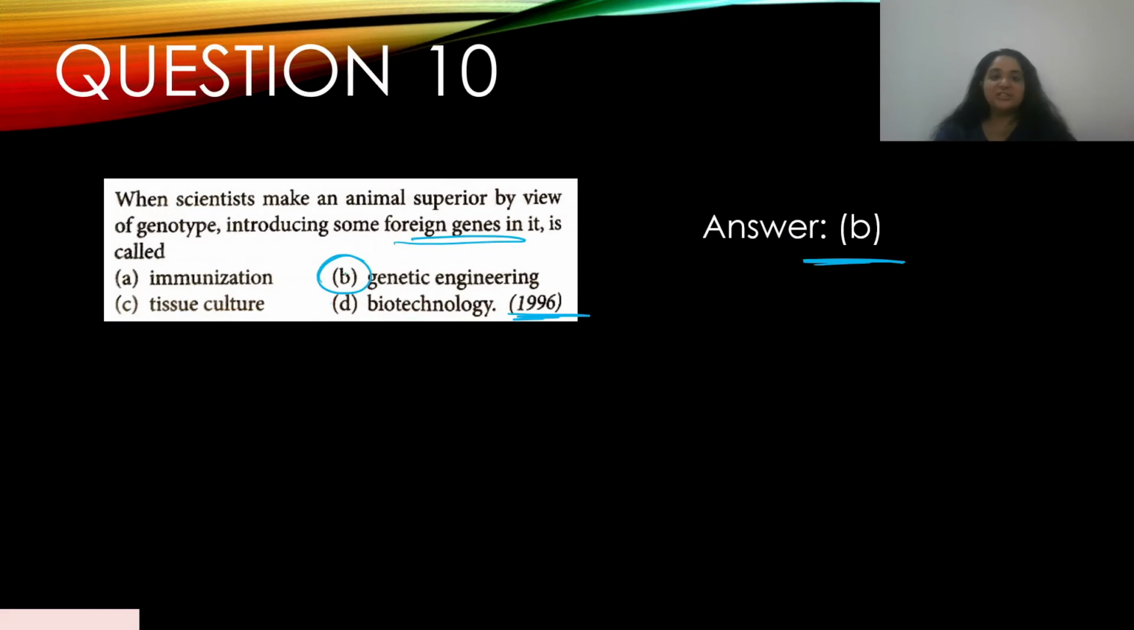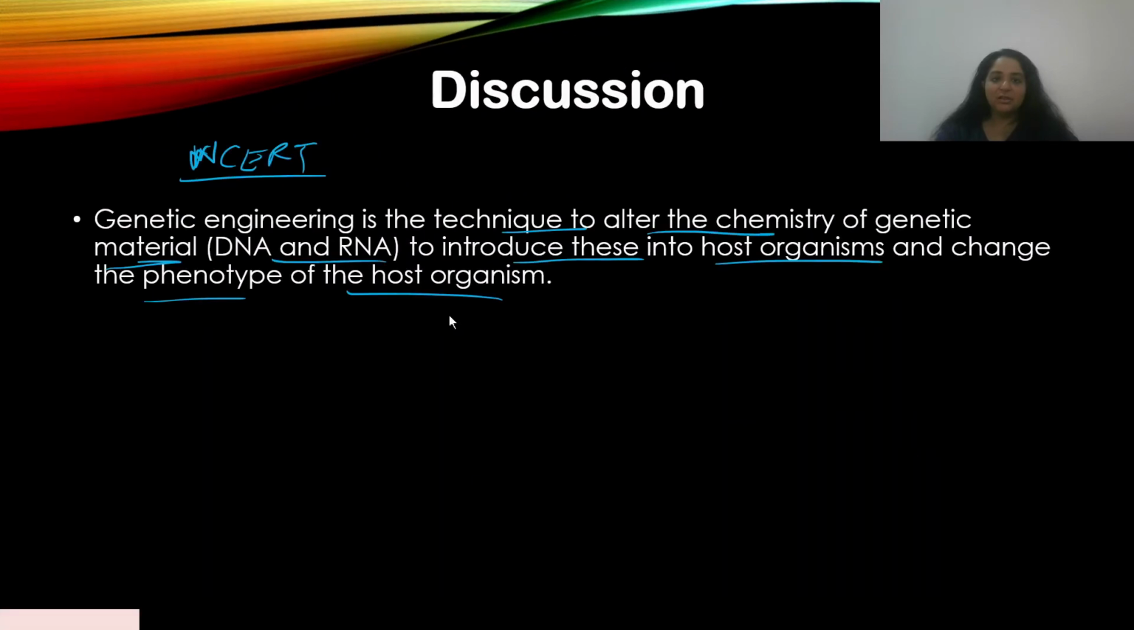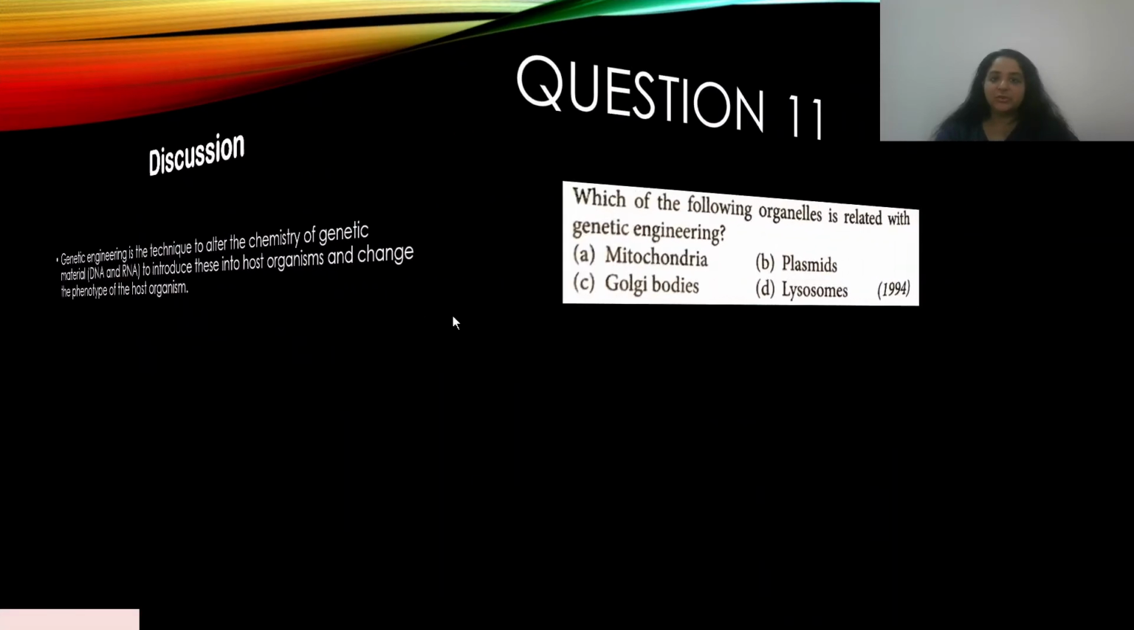Genetic engineering forms a part of biotechnology. There's genetic engineering as well as bioprocess engineering. These are the two parts of biotechnology. But according to the question, when you are introducing some foreign genes in it, it's called genetic engineering. All right, let's move on then.